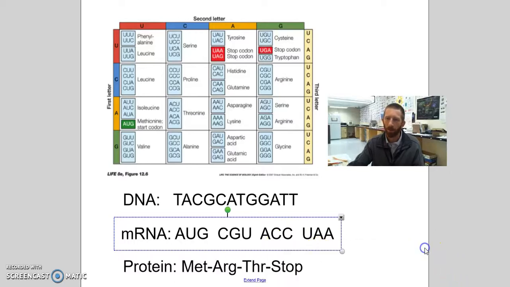All right, so hopefully you got this. Met, arg, thr, stop. Now, stop isn't actually an amino acid. There's not an amino acid named stop. So that codes for a release factor that attaches to the mRNA, and it makes the ribosome go away and stop translation. So this isn't actually an amino acid. It's just instructions to the ribosome to actually stop. Okay, so that's background. Now let's actually get into mutations.